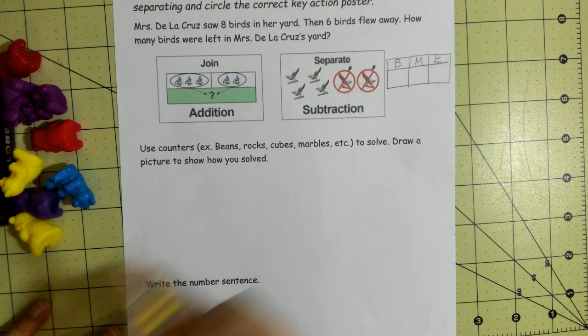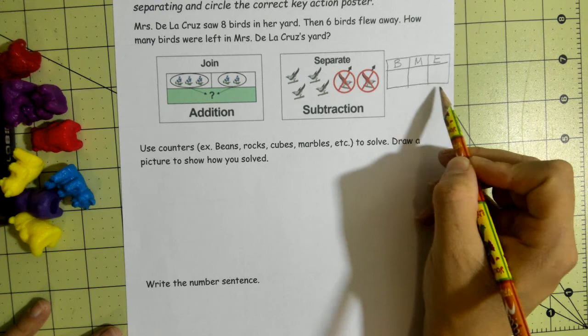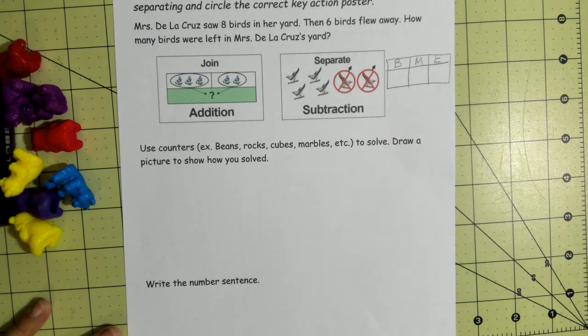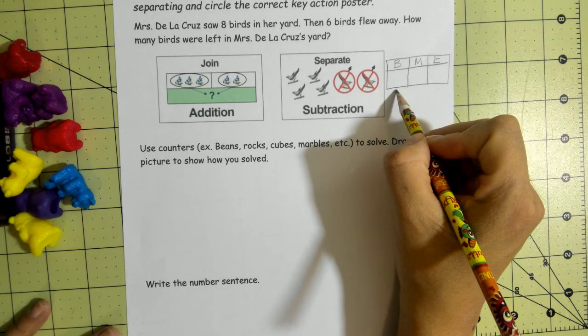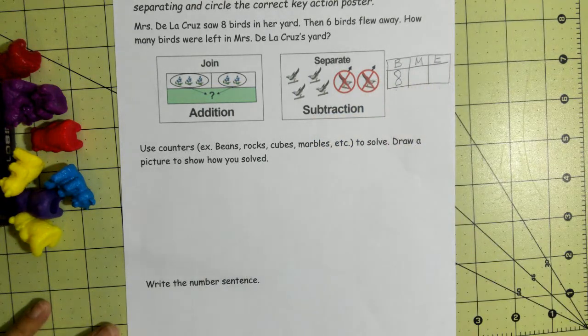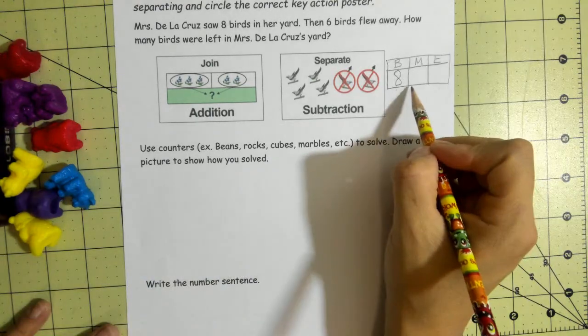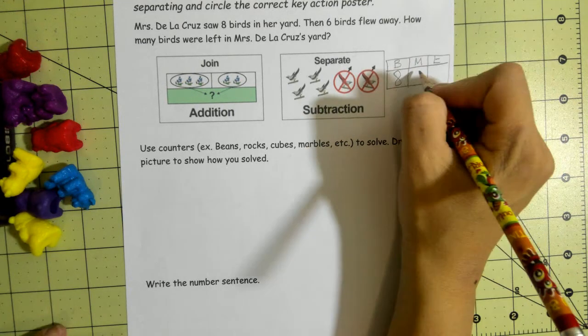So now we're going to talk about what was happening at the beginning of the story, what happened in the middle, and do we know how the story ended? So what was happening at the beginning of this story? Very good. Mrs. Dela Cruz saw 8 birds in her yard. What happened next in the story? What happened in the middle of the story? Very good. 6 of the birds flew away.